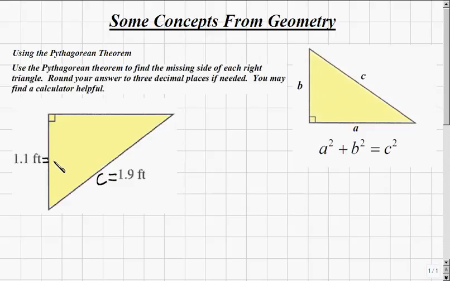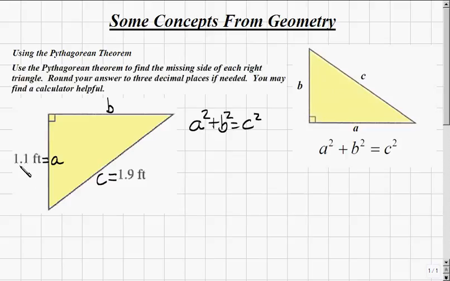We'll label this as side A. And we're looking for side B. So let's write down the Pythagorean Theorem, plug in our numbers, and then from there find B. So the Pythagorean Theorem would say A squared plus B squared is equal to C squared.